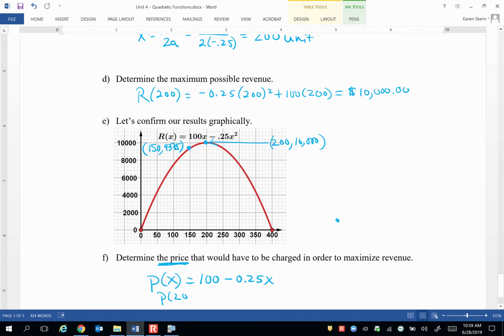So p of 200 equals 100 minus 0.25 times 200. Now a quarter of 200 is pretty easy to do. It's 50, so I can do 100 minus 50 in my head. So that would be $50 per textbook.